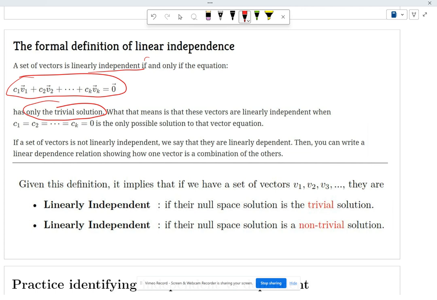Let me go back to the idea of null space. We kind of talked about that. So it's saying that the null space, right? If the null space only has the trivial solution, then it's linearly independent. This is not intuitive. Let's see if I can help you gain an intuition of why this definition works.